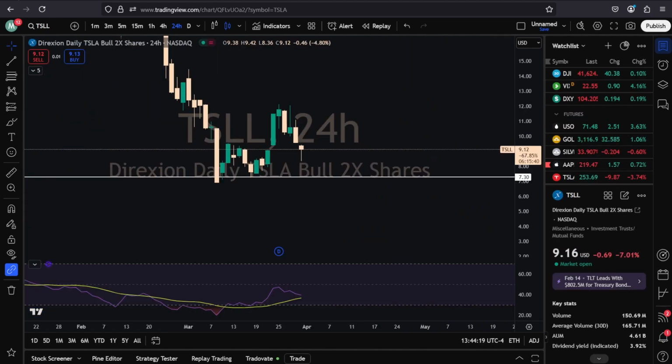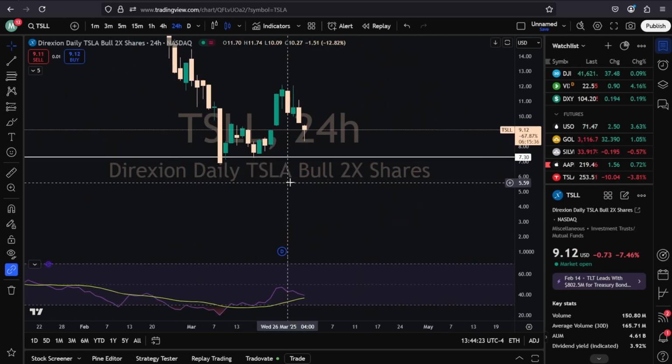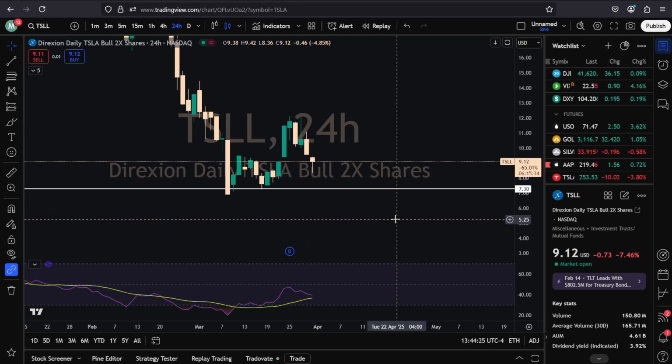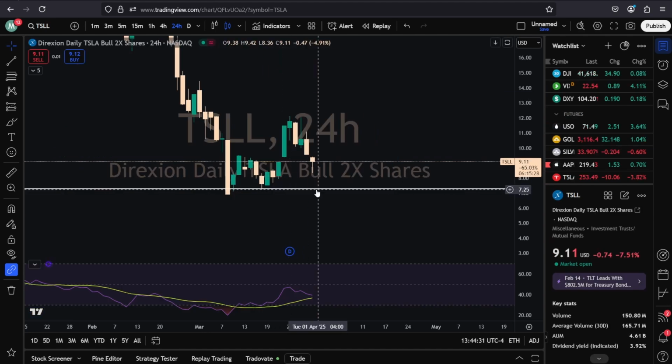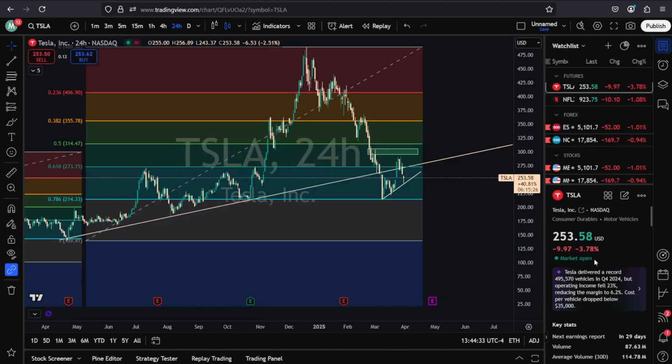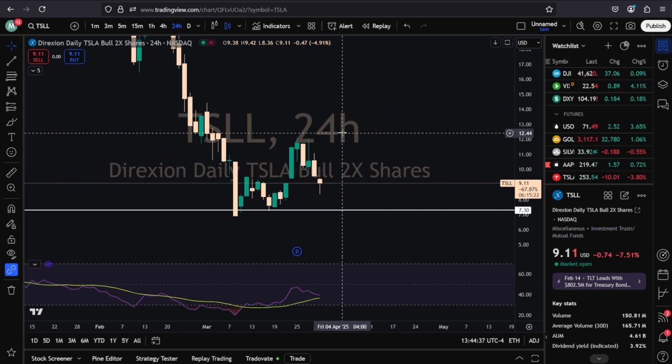If you didn't know, Tesla has a leveraged ETF called TSLL. This is from Direxion Daily Tesla Bull 2x shares. So essentially, this is a 2x leveraged Tesla. If Tesla moves up 10% on the day, TSLL moves up 20. In this case, Tesla is down 3.78, TSLL is down 7.5% on the day.